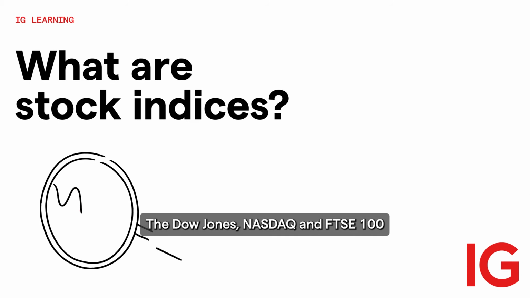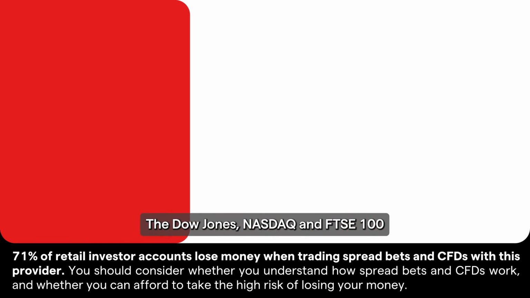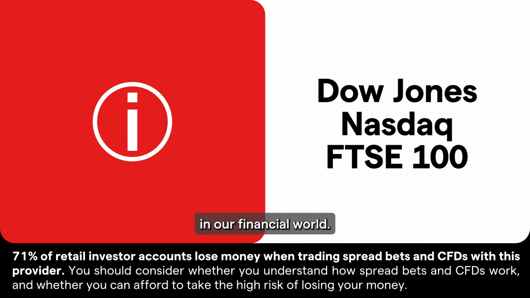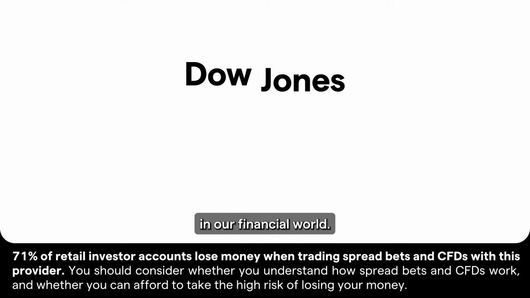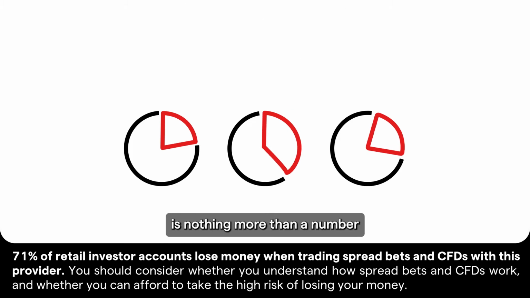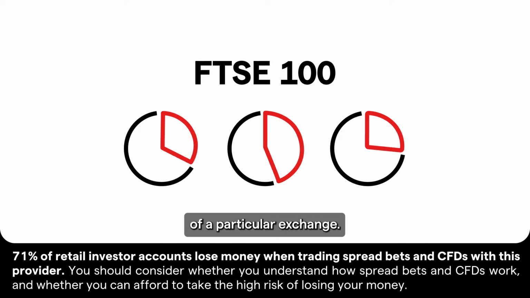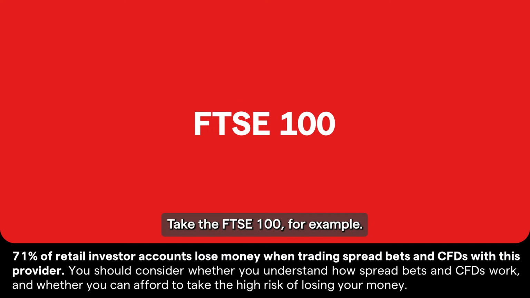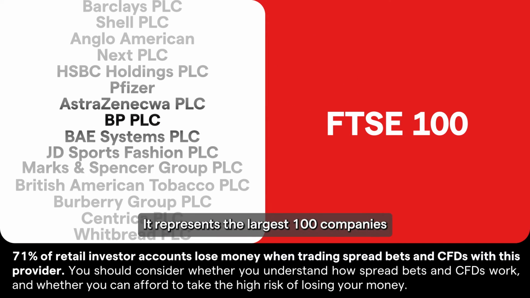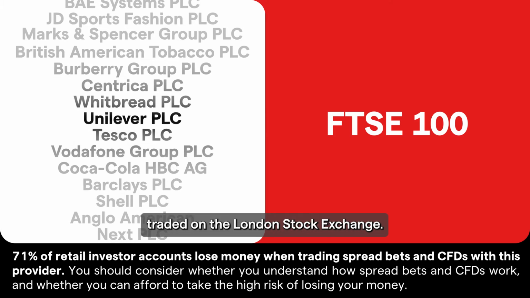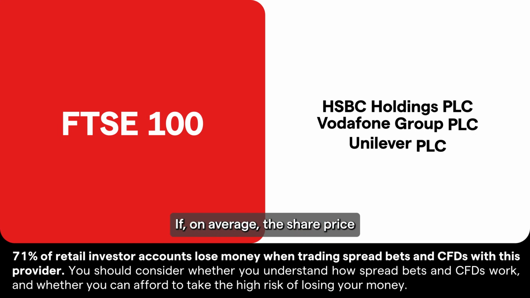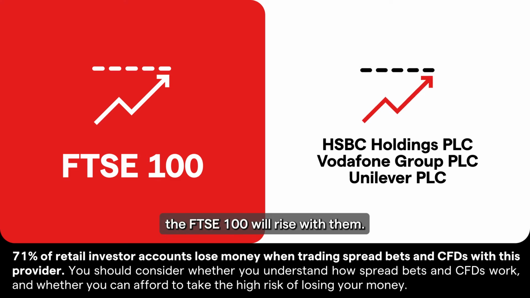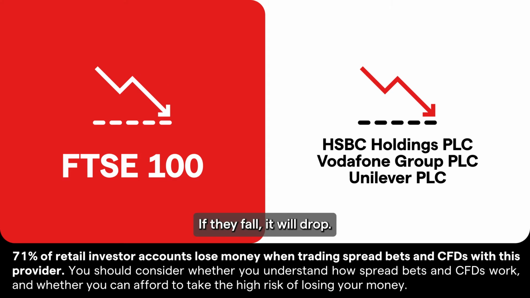The Dow Jones, Nasdaq, and FTSE 100 are three of the major stock indices that play a hugely important part in our financial world. Yet a stock index is nothing more than a number representing the top shares of a particular exchange. Take the FTSE 100, for example. It represents the largest 100 companies traded on the London Stock Exchange. If on average the share price of these companies goes up, the FTSE 100 will rise with them. If they fall, it will drop.